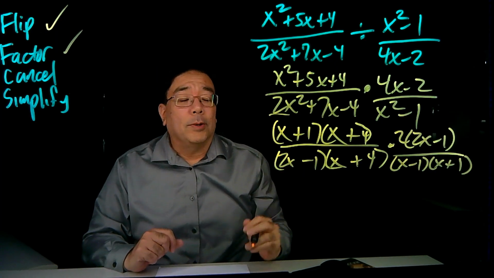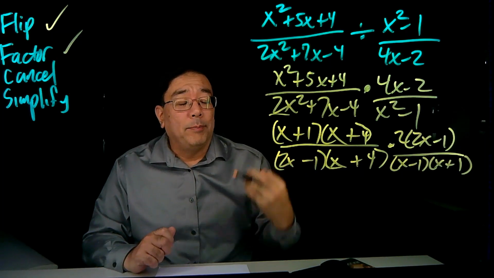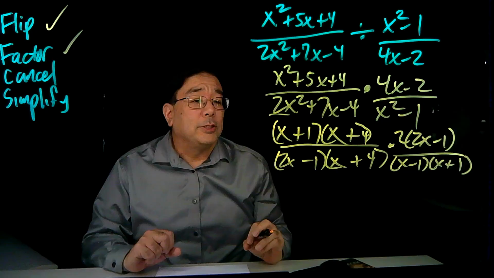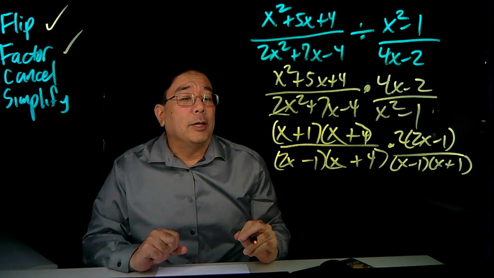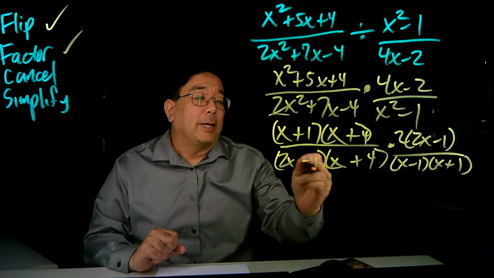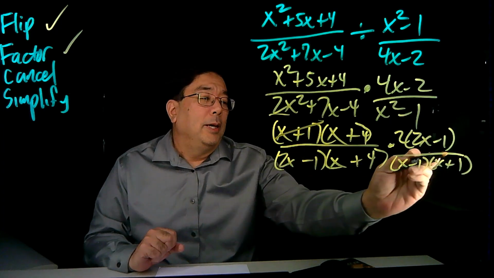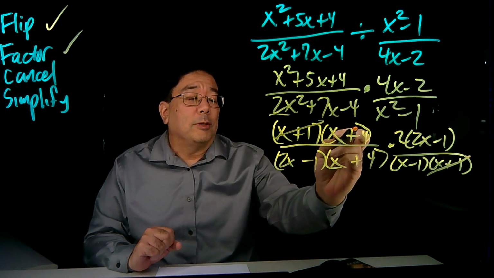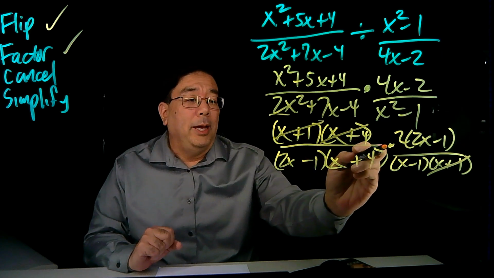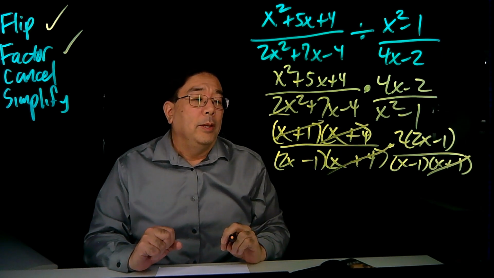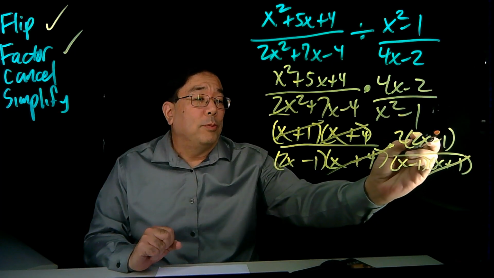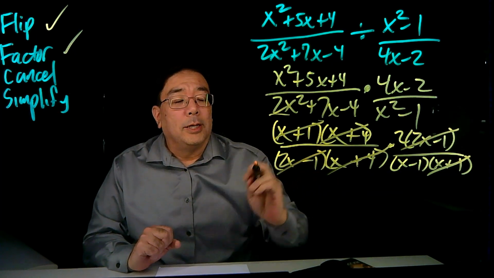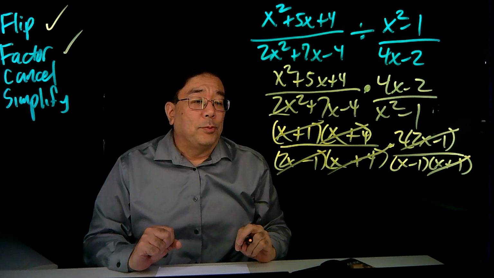We just see what common factors are on the top and bottom of one or either one of the fractions. So it could be the top and bottom of the first and the second, like this x plus 1, those cancel, and then we have this x plus 4 on the top of the first one and the bottom of the first one, and this 2x minus 1, which is in the numerator of the second one and the denominator of the first one.